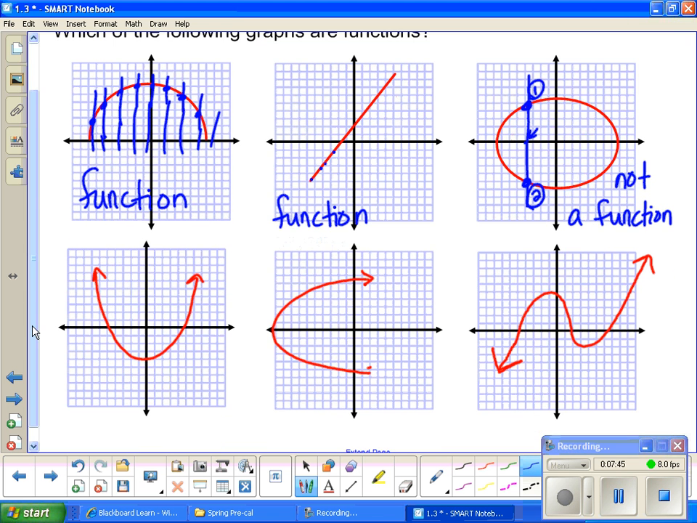On your own, I would like you to do the next 3, and we'll check them tomorrow in class. See how well we did with the vertical line test.